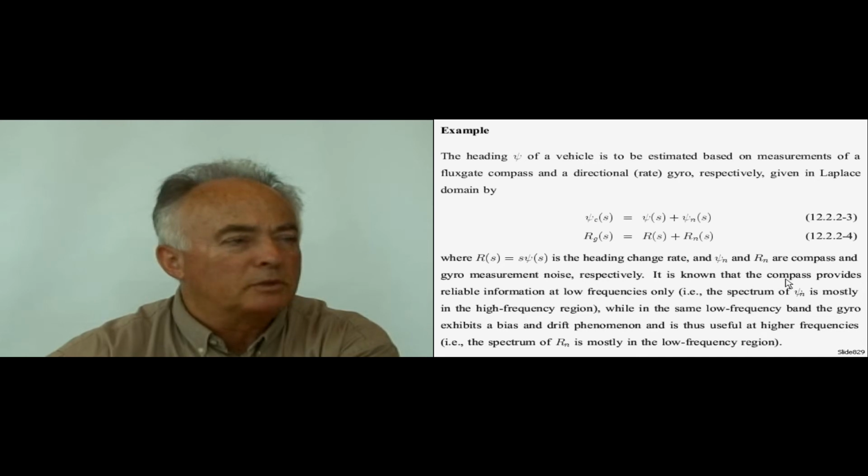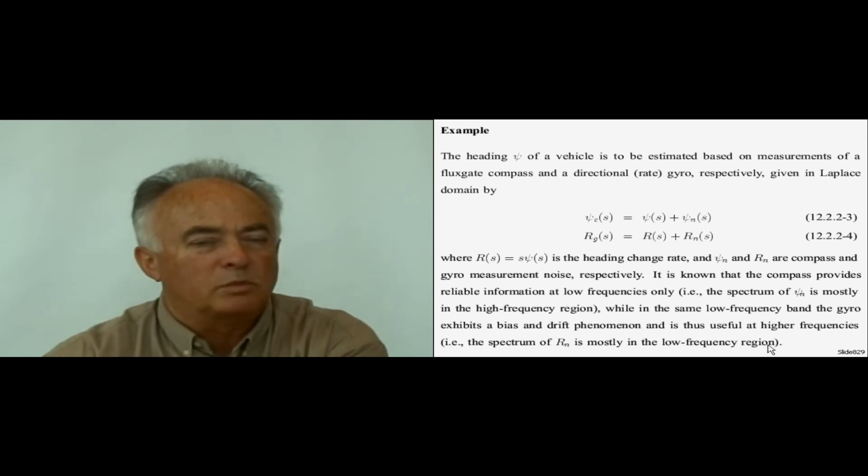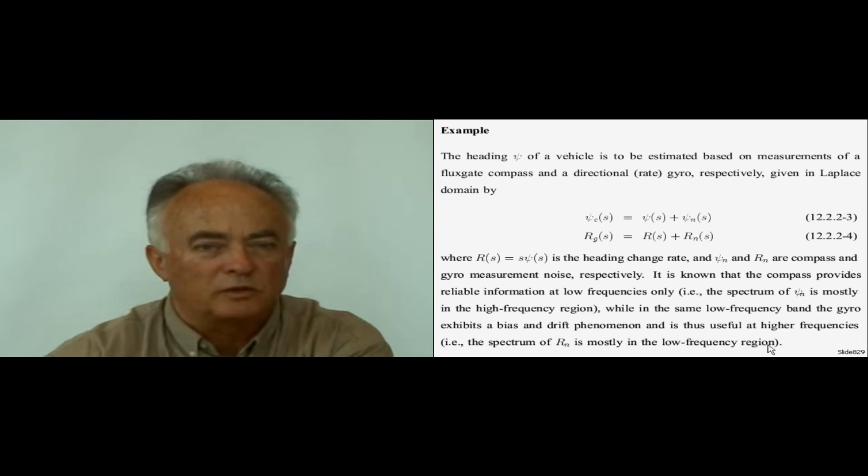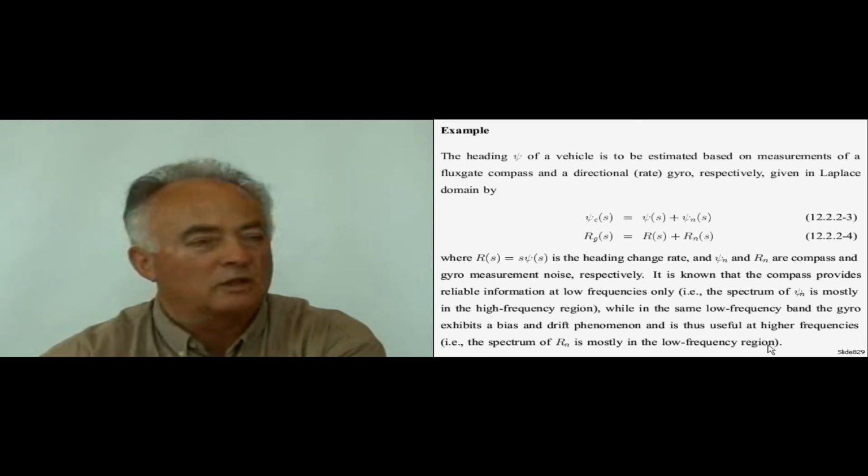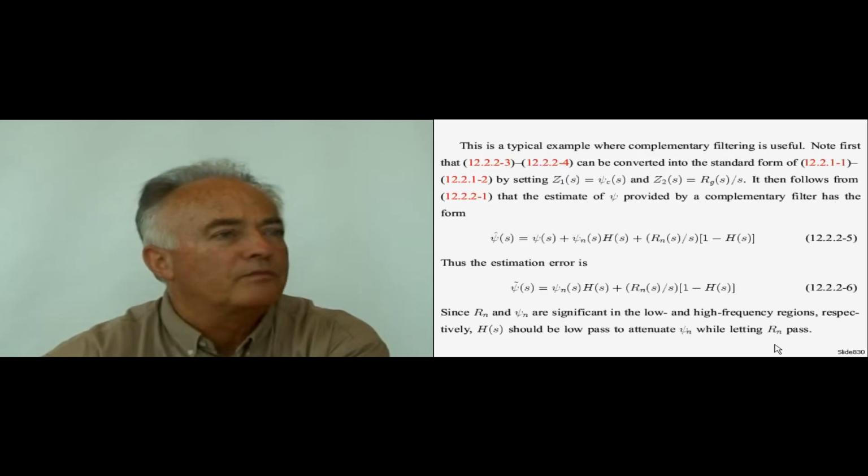It is known that the compass provides reliable information at low frequencies only. In other words, the spectrum of psi n, the noise in the compass, is mostly in the high frequency region. While in the same low frequency band, the gyro exhibits a bias and drift phenomenon and is therefore useful for high frequencies. Namely, the spectrum of the gyro noise, that's Rn, is mostly in the low frequency region. So we have this opportunity, one noise is high frequency, one noise is low frequency, to get rid of them in the manner that a complementary filter can do. So that's where complementary filtering is useful.